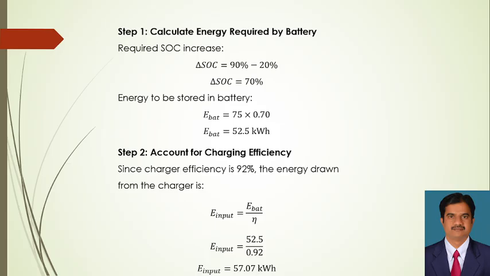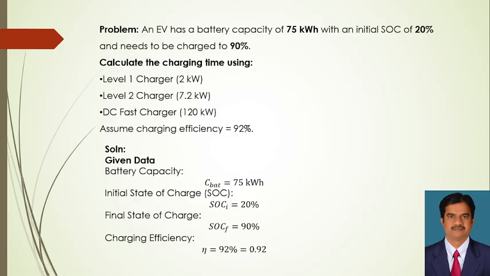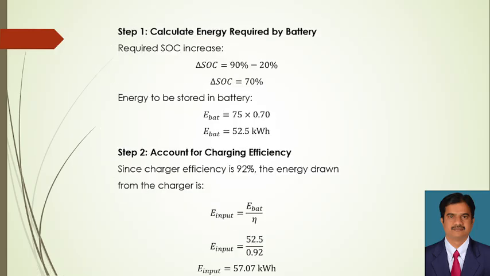So first we go with finding the change of state of charge: final state of charge minus initial state of charge, that is 70%. 90 minus 20 is 70%. Energy to be stored in the battery: battery capacity is 75 kilowatt hour, multiplied by the change in the state of charge, 70%, that is 0.70. Energy stored in the battery becomes 52.5 kilowatt hour.